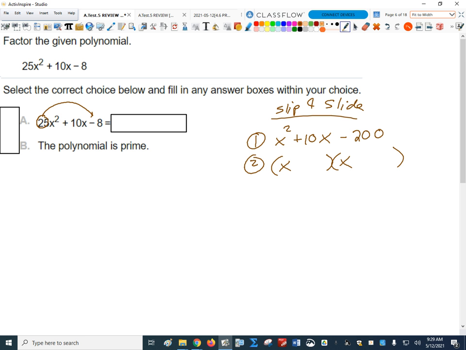Okay, so what are magic numbers here that multiply to -200 and add to 10? There you go. Good. 20 and -10. Now those can be tricky to find. I mean, you might have to make a table and just list all the factors of -200 until you get them.